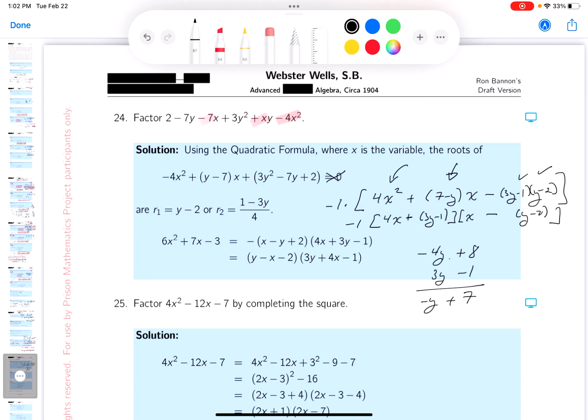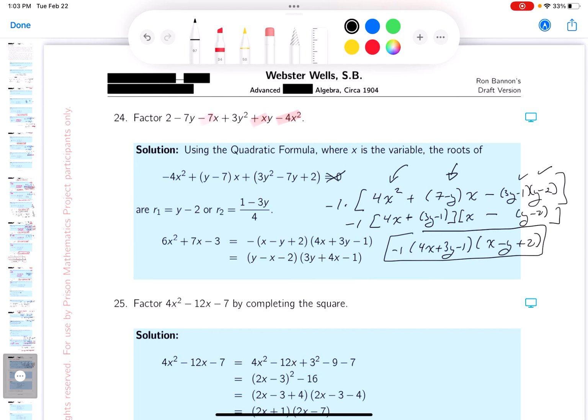And what's the answer over there? Wow, 7 minus y. This is the correct factorization of the problem. Let me get my eraser out, and I'm going to rewrite it, right? When I rewrite it, I'm just rewriting it. That's all I'm doing. So it's minus 1 times 4x plus 3y minus 1, and then I get x minus y plus 2.